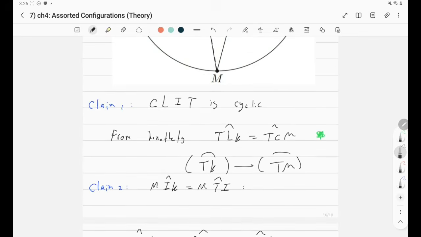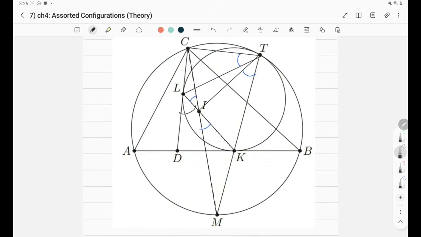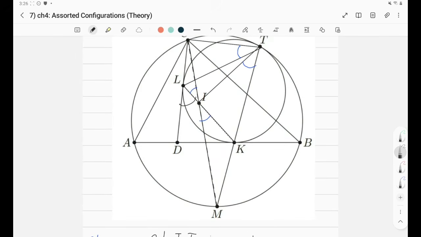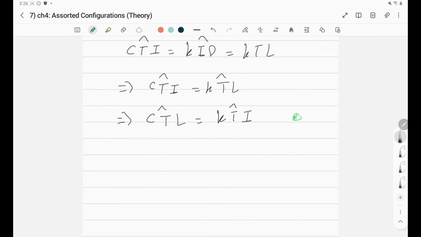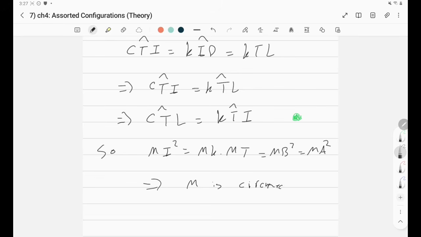So our claim is done, and because our claim is done, we can immediately say MI square equals MK times MT. Just done with this claim. So MI square equals MK times MT, which is equal to MB square equals MA square, and hence M is the circumcenter of A, B, I, and hence I is the incenter.